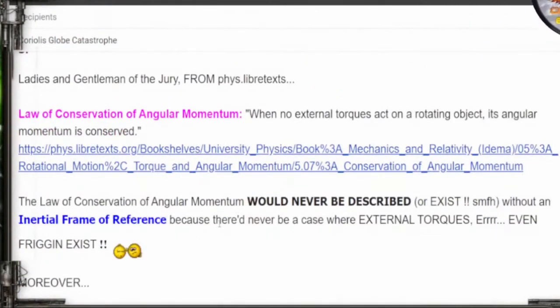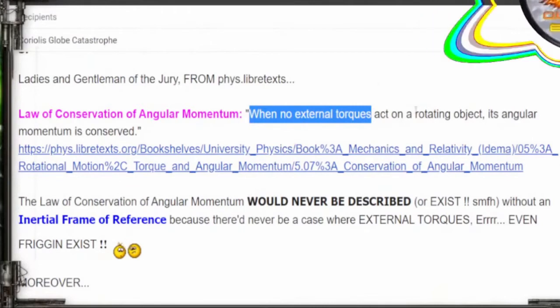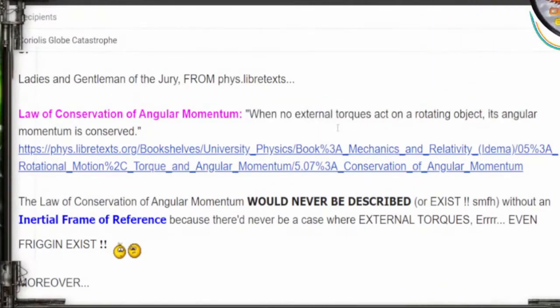Ladies and gentlemen of the jury, number 3. From Phys Liber text, the law of conservation of angular momentum. Let's start getting specific here. Very simply, from Phys Liber text, when no external torques act on a rotating object, its angular momentum is conserved. It's just that simple, right? Now you can see, remember the definition I gave above, that it had to be in an isolated system? Well, in an isolated system, you have no external torques. You see it here. When no external torques act on a rotating object, yeah, it has to be in an isolated system. You see how they dovetail?